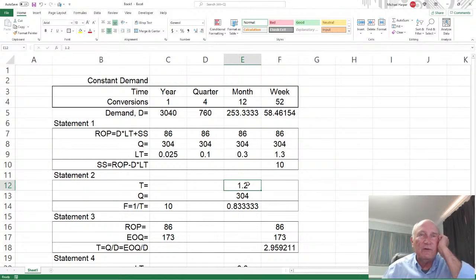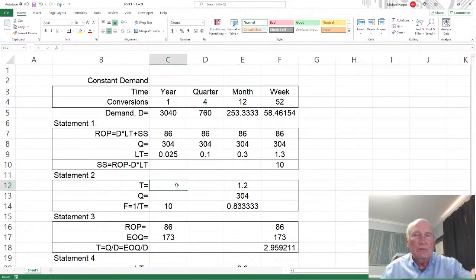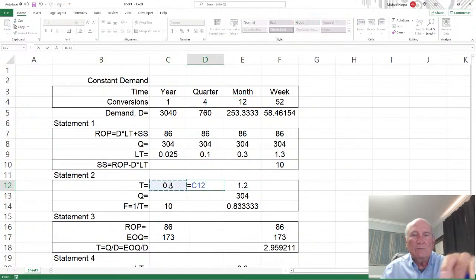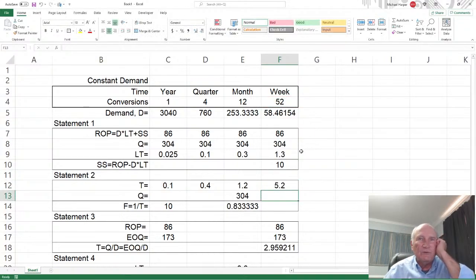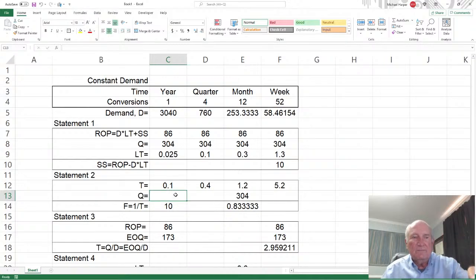See, here's my inventory period of 1.2, and so the annual will equal 1.2 divided by 12. This equals 1.2 times 4. Here we go. This equals 1.2 times 52, and there's 5.2. Q is the same. This will be the same.